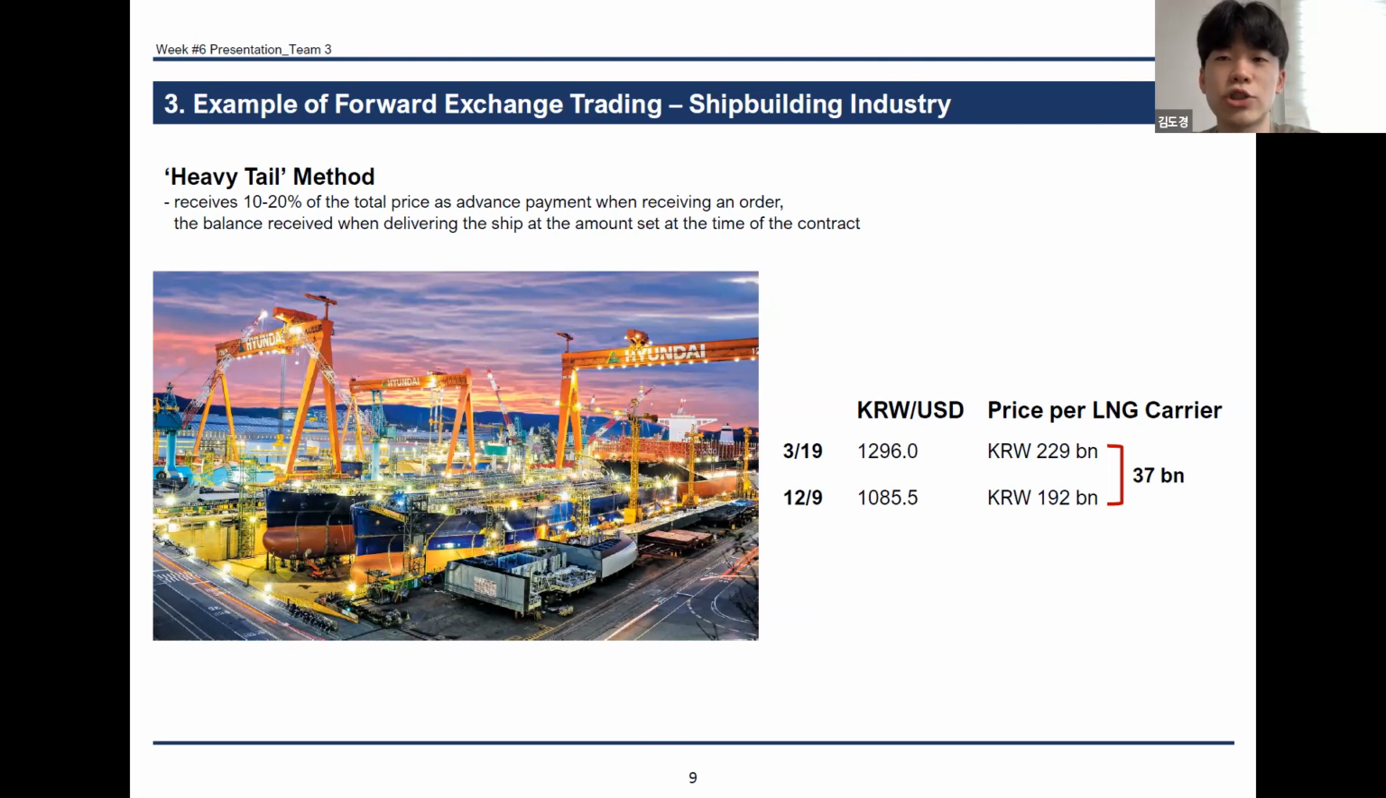Last year, 3 domestic shipbuilders signed a contract for 103 liquefied natural gas carriers worth 23.6 trillion Korean won from Qatar Petroleum. If the contract was signed on March 19, when the dollar exchange rate was the highest last year, the price of one LNG carrier would be about 229 billion won. However, if the contract was signed at the exchange rate as of December, the price per LNG carrier is about 192 billion won. This is a decrease of 37 billion won from the peak.